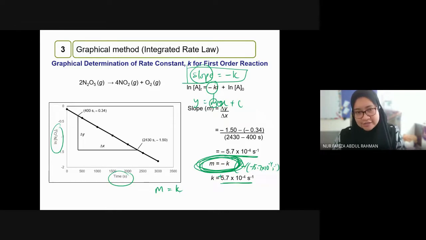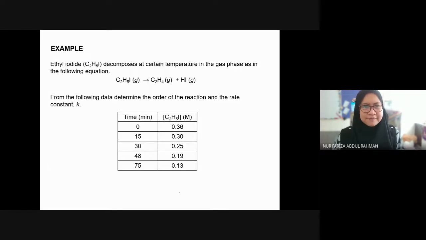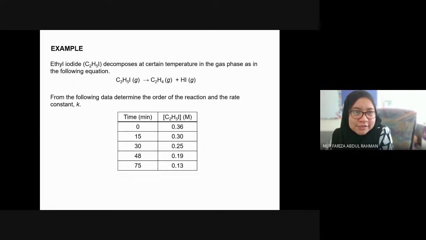Okay, ni apa lagi ni? See, ini contoh. Contoh soalan bagus. Ini sebenarnya saya nak tunjuk kat awak ni. Okay, example. Cuba tengok example ni. Ethyl iodide decomposes at certain temperature in the gas phase as in the following equation. So this is the equation. From the following data, determine the order of the reaction and the rate constant. Okay, the order of the reaction and the rate constant.